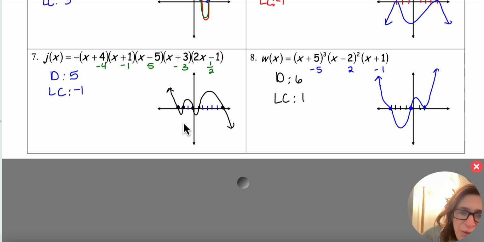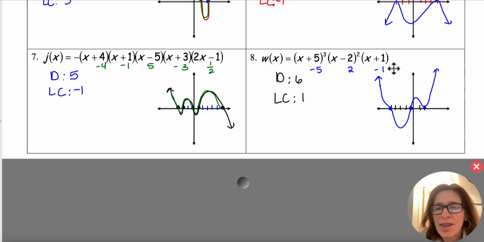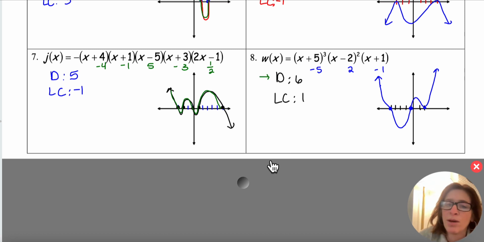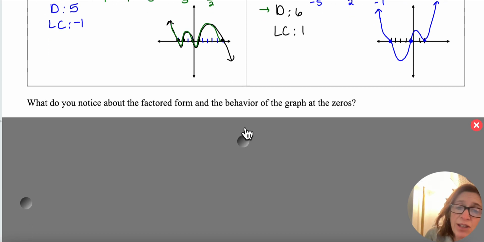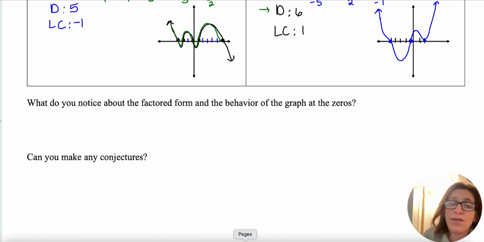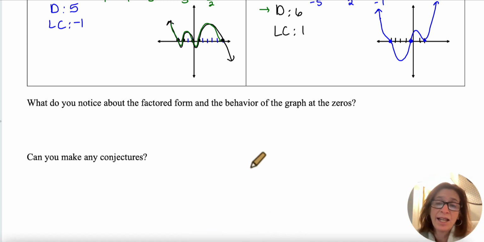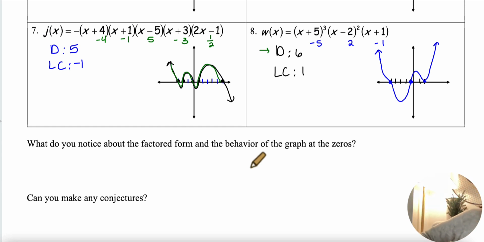This one got a little crazy for me. Probably should have spread it out a little more, but you could see I kind of went through each point like this and down. And then the last one, I had everything going on. I had a -5, a 2, and a 1. I had a degree 3, 2, and 1, which gave me a degree 6 polynomial and a leading coefficient of 1. So I'd love for you to take a second and see what you notice about the factored form and the behavior of the graphs at the zeros, and can you make any conjectures? So press pause and then come back to us here, okay?